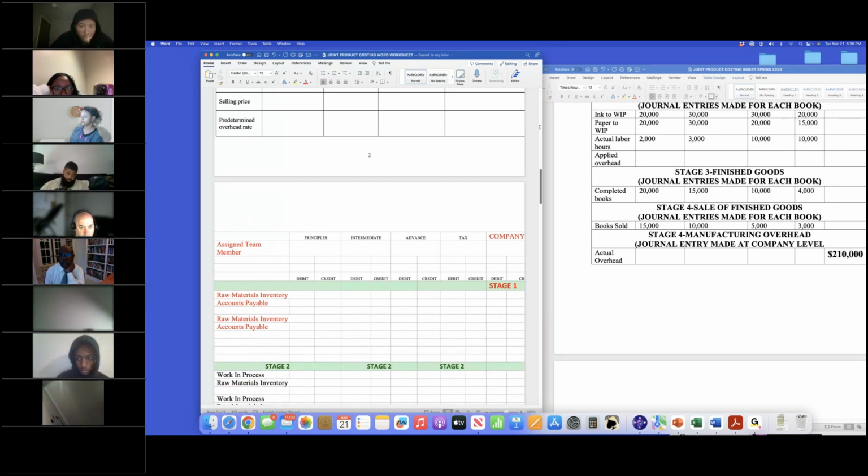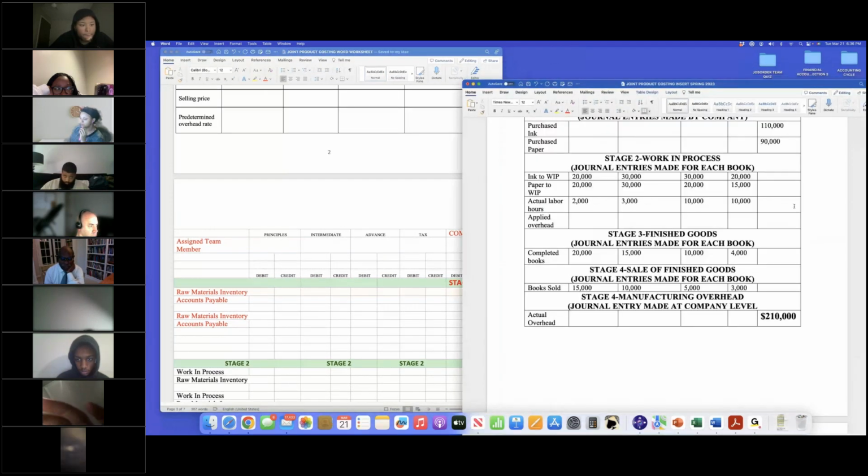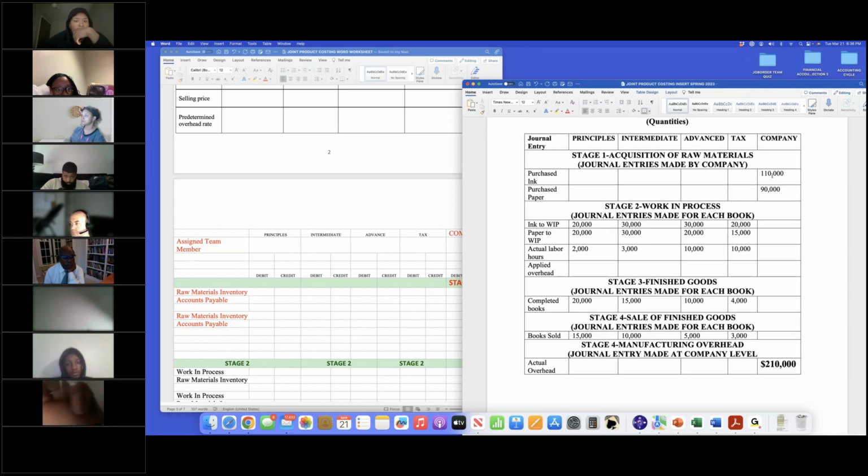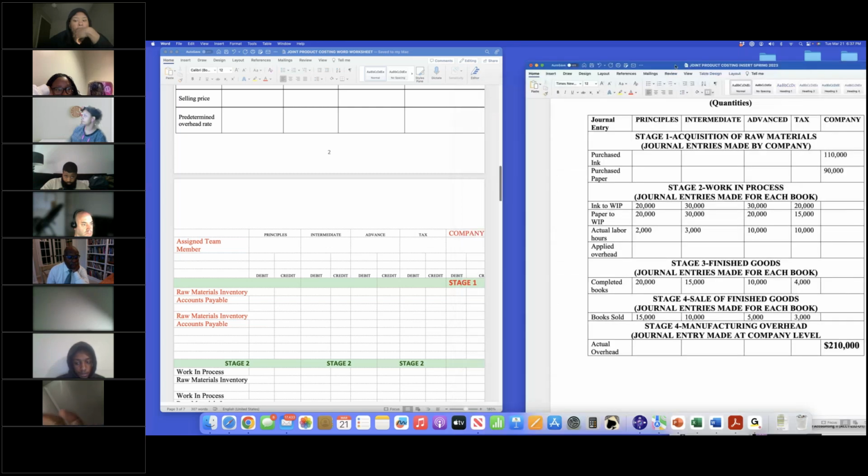The quantity of ink purchased is 110, 110 cartridges. How much do these cartridges cost each? Weren't they $20? In principles? Yeah. No, I'm talking about for the company. How much did the ink cartridges cost? Yeah, that is $20 each. So therefore, in stage one, the raw materials, that's going to be what, 2,200,000? And your credit needs to be 2,200,000 also.